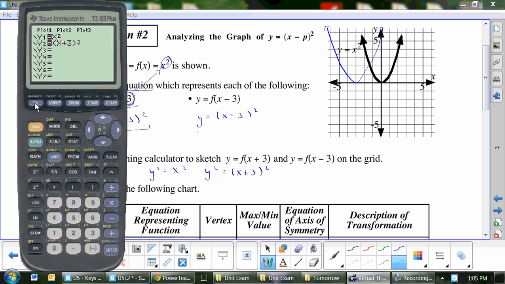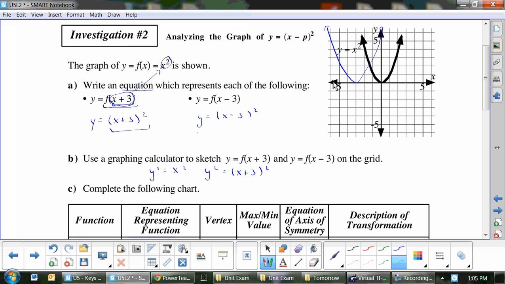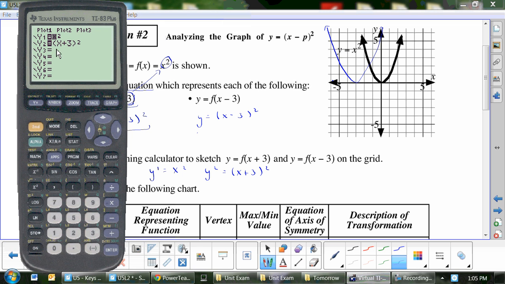This is what I put. Okay? So if you're not getting these graphs, make sure that you have brackets around your x plus 3, or else they might be putting in x plus 3 squared, and that'd be like x squared plus 9, right? So make sure that you have brackets around your x plus 3.